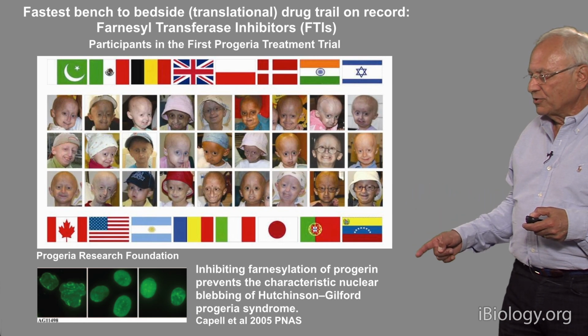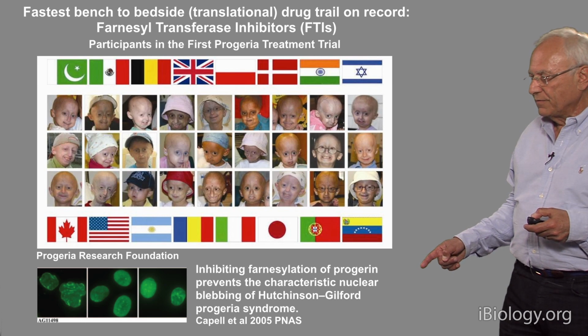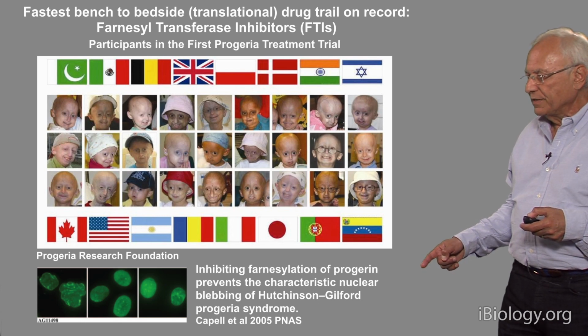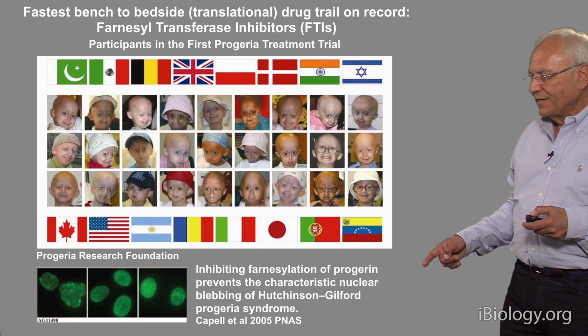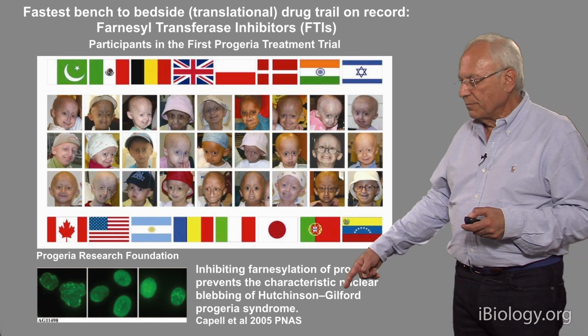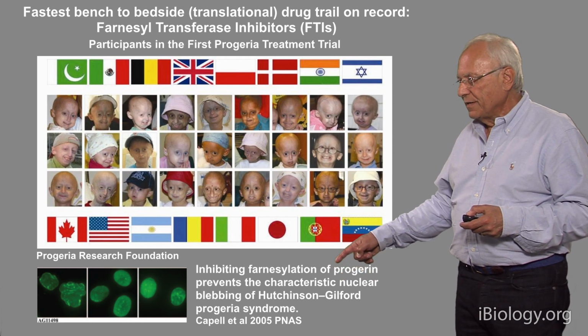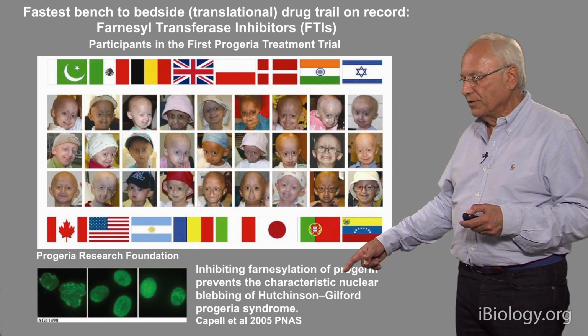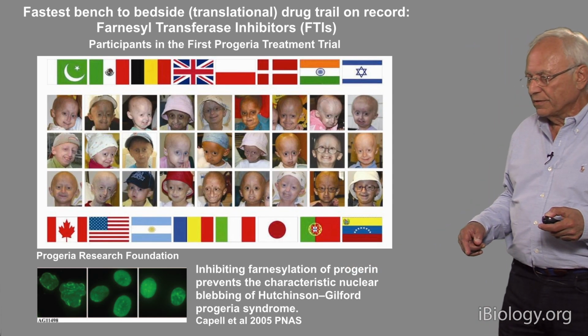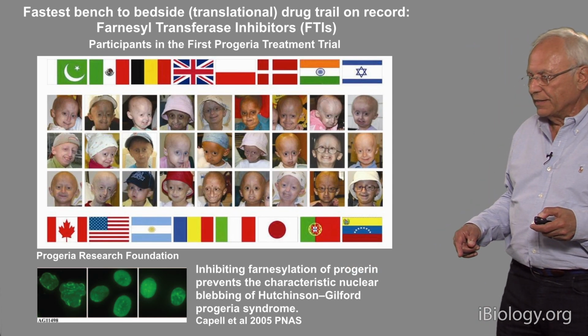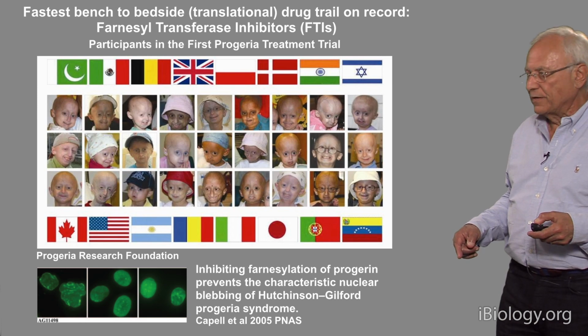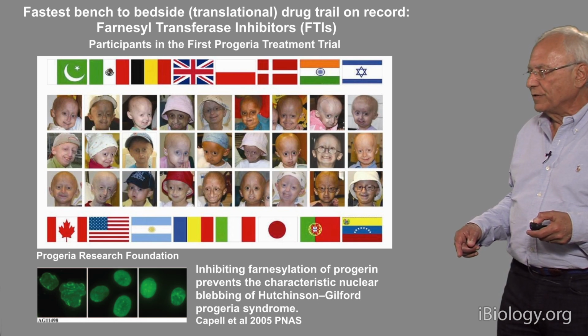It turns out that when you inhibit farnesylation of progerin by adding FTIs in the nuclei of patient cells, as was done originally by the Capell group in Francis Collins' lab, you can see that there's a reversal, on the lower left, of the nuclear morphology. That is, the nuclei look more normal after farnesyltransferase inhibitor treatment.